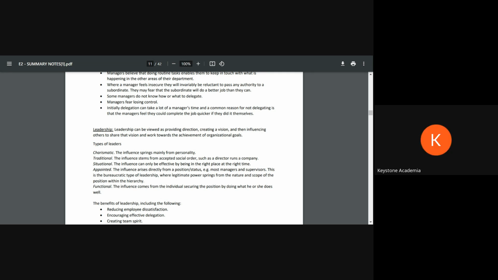The next type of leader is a traditional leader. So a traditional leader is someone whose influence stems from the accepted social order. Say, for example, the best way to put this is, in many family-owned businesses, leadership is passed through generations. Is it not?